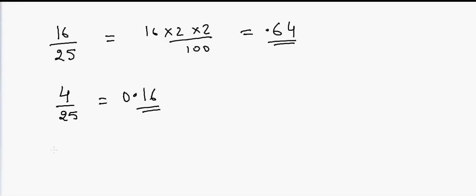Again, another example is if I have 44 to divide by 25, so 44 into 4, that's what we have to do. So 44 into 2 is 88, and 88 into 2, that will be equal to 176. So answer will be equal to 1.76.